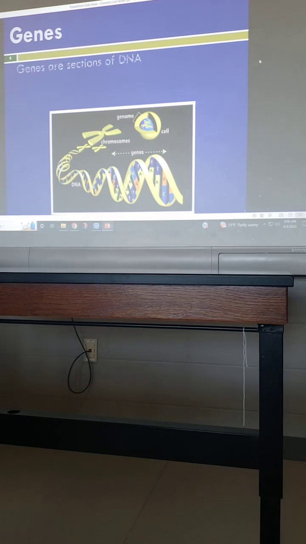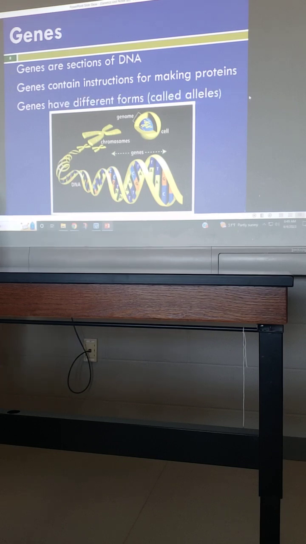Okay, so really the genes are just that section of DNA, and that is the section that contains the instructions for making the proteins. Okay, right? And genes can have different versions or forms of themselves. We call these different versions alleles.